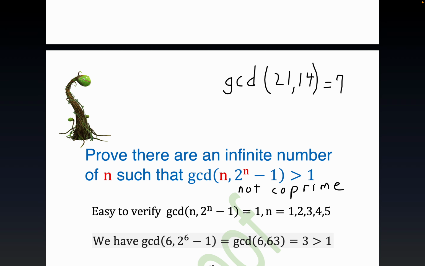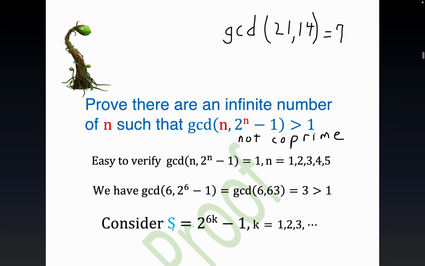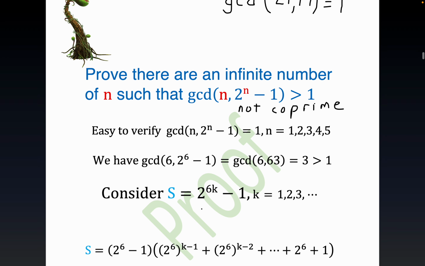Again, this is easy to verify right here. It's equal to 3, which is greater than 1. So what we can do is work with this number here as a candidate. Rather than just 6, we make this 6k, where k is any positive integer, an infinite number, note. Okay. Now, with a little bit of algebra, you know that you can rewrite this as 2 to the 6th raised to the k power. It's k copies of 6 copies.